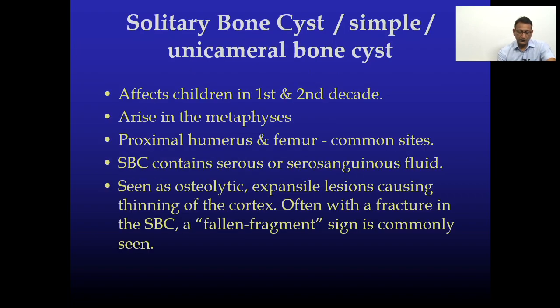Simple bone cyst is also known as solitary bone cyst or unicameral bone cyst. It usually affects the children between first and second decade of life. It arises in the metaphysis and most common sites are proximal humerus and proximal femur. The simple bone cyst will contain serous or serosanguinous fluid. Okay, and on X-ray it will be seen as an osteolytic expansile lesion. Okay, and that will lead to thinning of the cortex.